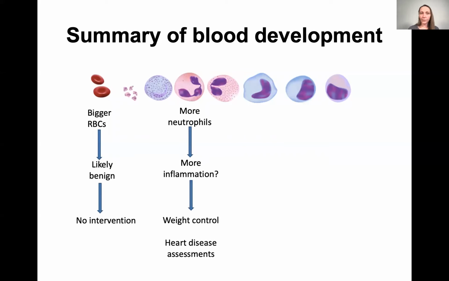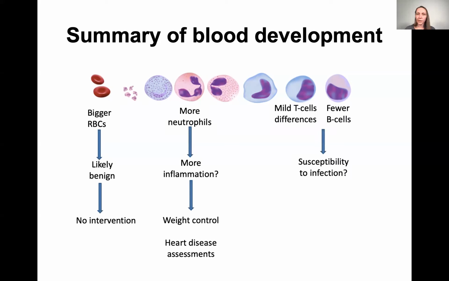Could this be due to more inflammation? Since we know obesity induces inflammation, perhaps weight control could be important here. Additionally, that increased inflammation can lead to cardiovascular disease. So heart disease assessments would be really important for TBRS individuals for a number of reasons, this being one of them. And then we talked about the reduced number of B cells. We also saw some mild differences in another type of white cell called a T cell, perhaps leading to some of that increased susceptibility to infection that's been reported amongst TBRS individuals.